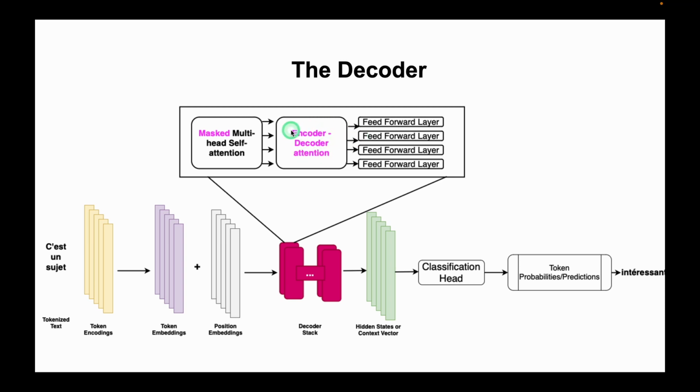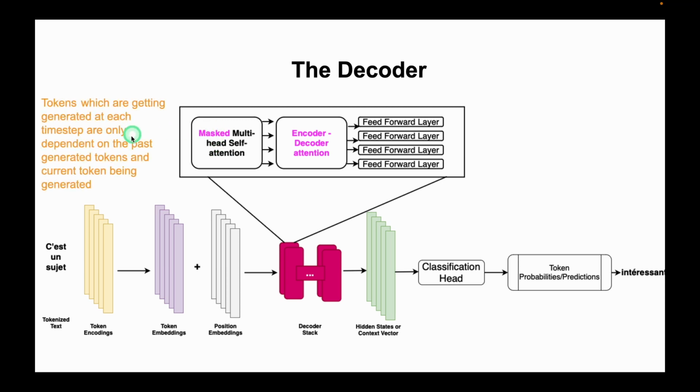The decoder mainly deals with text generation, and the main idea here is that the tokens generated at each time step are only dependent on the past generated tokens and the current token being generated. It should not have any information about future tokens. Hence, we use the masked multi-head self-attention layer. That is why masking is used here, so that it does not look at future tokens. It should look only at the current token being generated and the previous tokens. Without this layer, the decoder could cheat during training by simply copying the target translations.